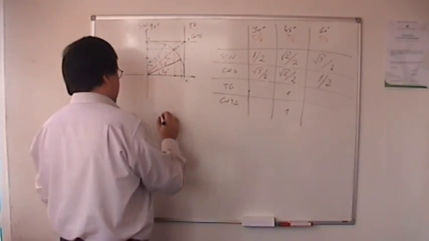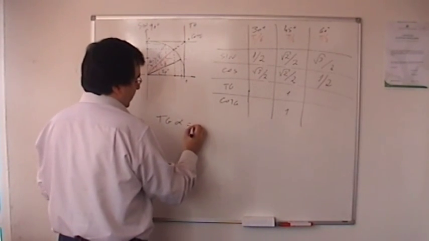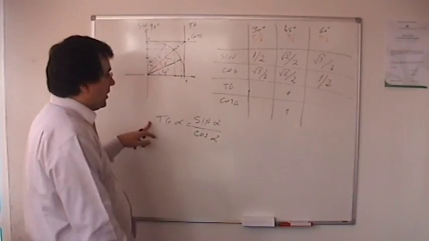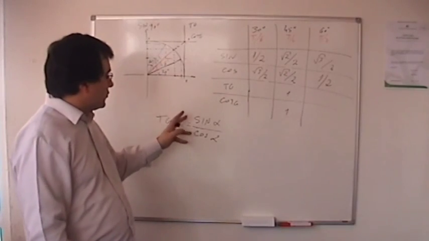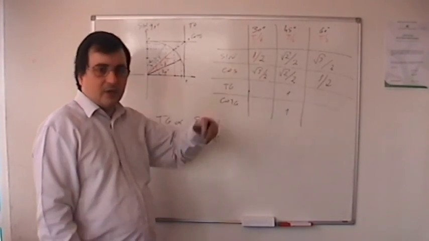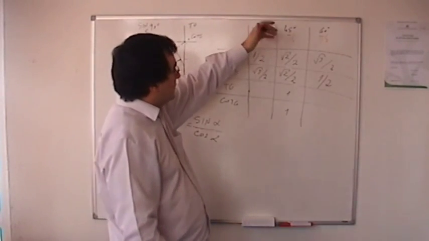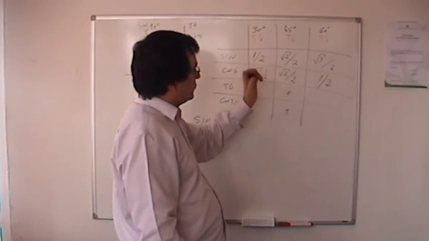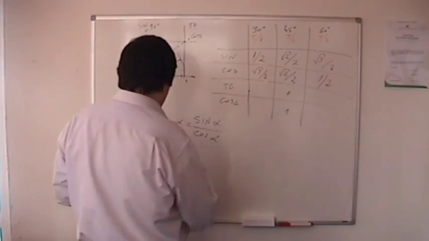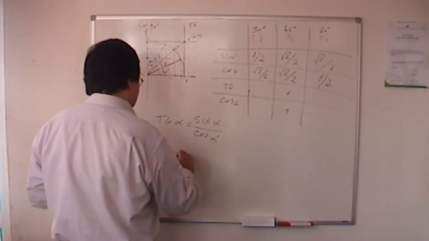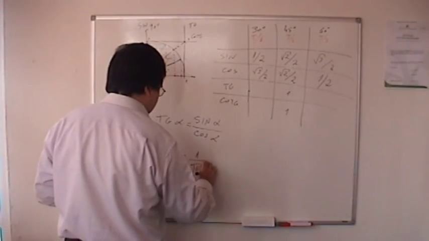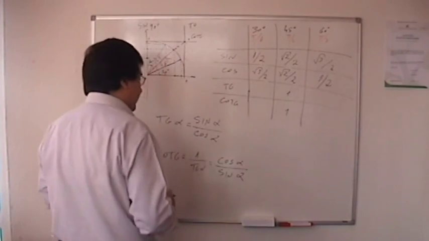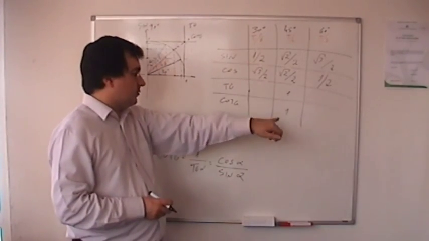Well, and by definition, we know that tangent of alpha is sine alpha over cosine alpha. And for 45 degrees, both sine and cosine have the same value. So it's easy to understand then that square root of 2 over 2 divided by square root of 2 over 2 is 1, of course. And we also know that cotangent will be the inverse of the tangent, or cosine alpha over sine of alpha. In this case it will be 1 as well.